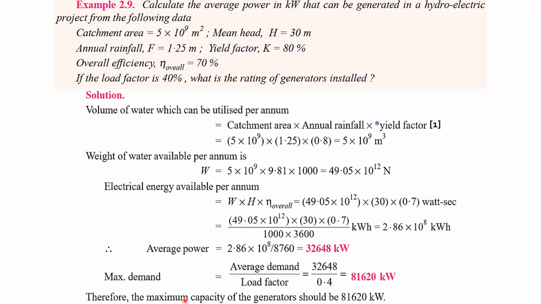So the maximum capacity of the generators should be 81,620 kilowatts, and you can employ multiple generator units whose aggregated power is equal to or greater than this power. Some reserve capacity can also be kept in a plant which is not utilized, but is there to service the load if it increases beyond the estimated limits.